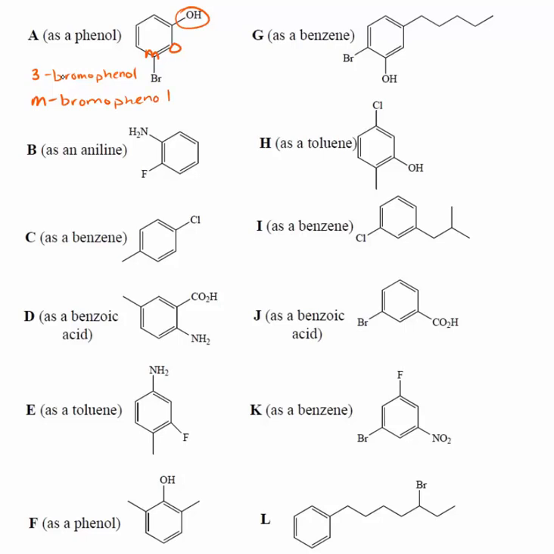meta-bromophenol. B, as an aniline, if we're going to name it as an aniline, that takes care of this substituent and locks this as carbon 1, so this is carbon 2. So we have 2-fluoroaniline. Ortho-meta-para system, this is the ortho position, so this is ortho-fluoroaniline.